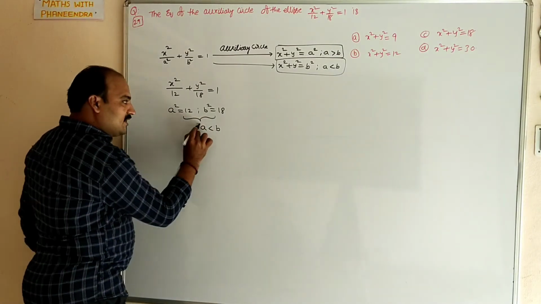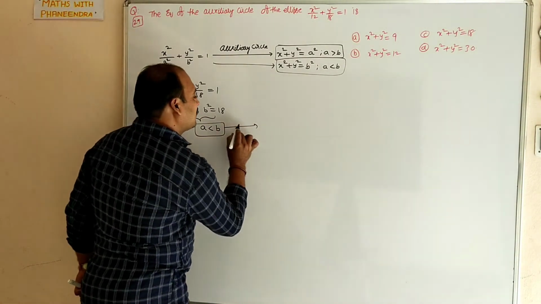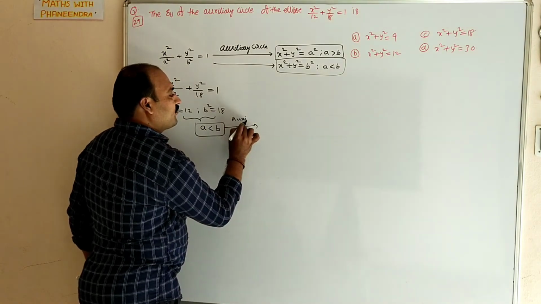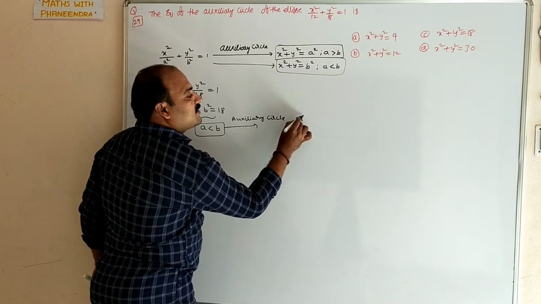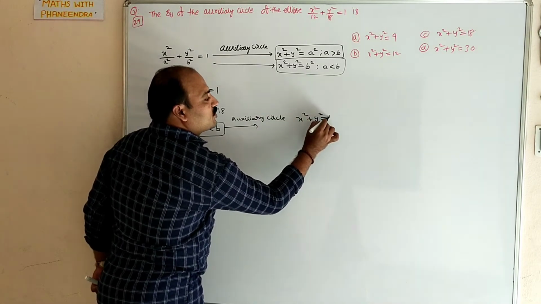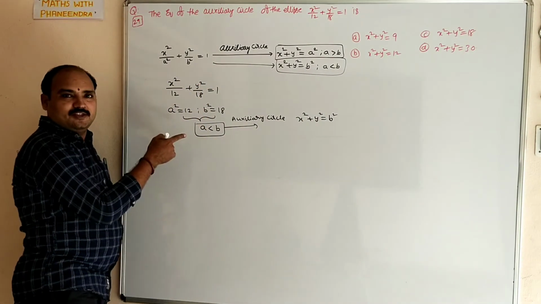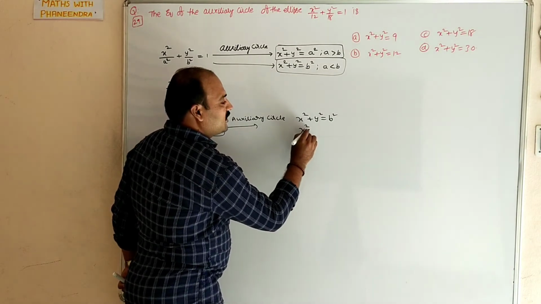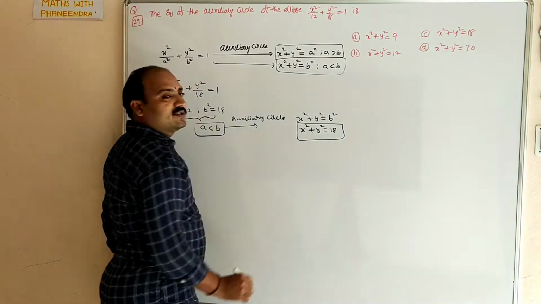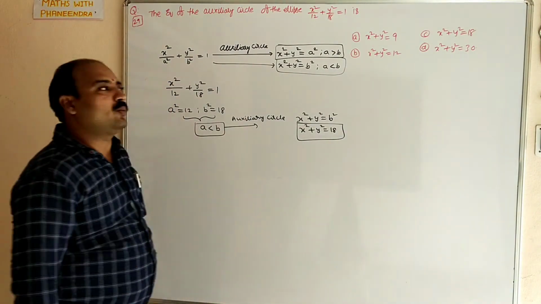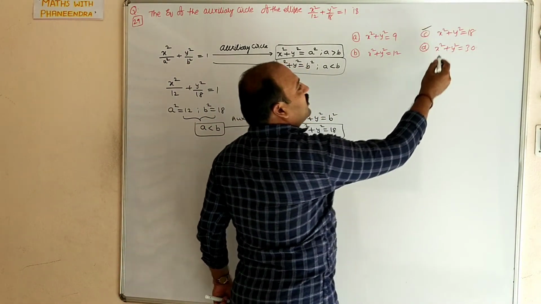So whenever a is less than b, the auxiliary circle is x square plus y square equal to b square. What is b square here? 18. So the required answer, x square plus y square equal to 18, is the auxiliary circle of the given equation of ellipse, which is there in the third option.